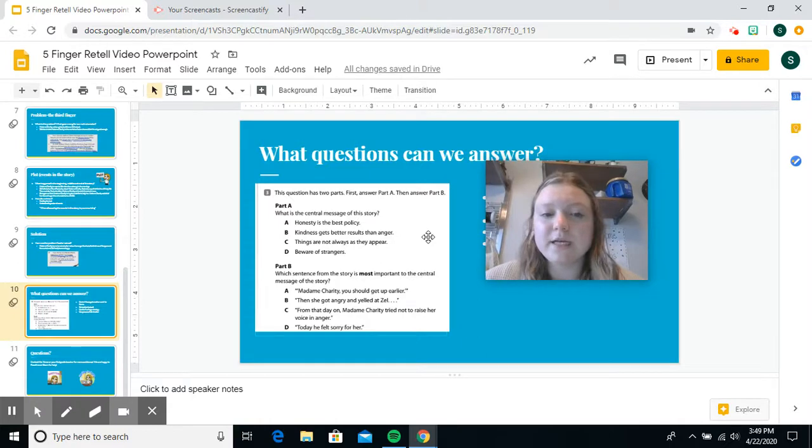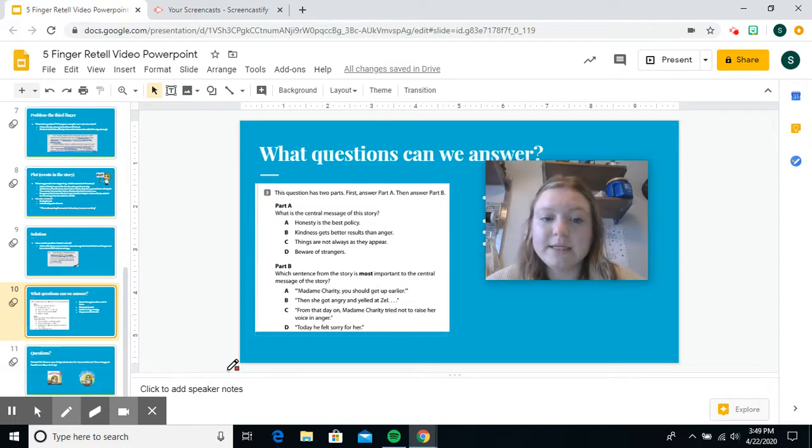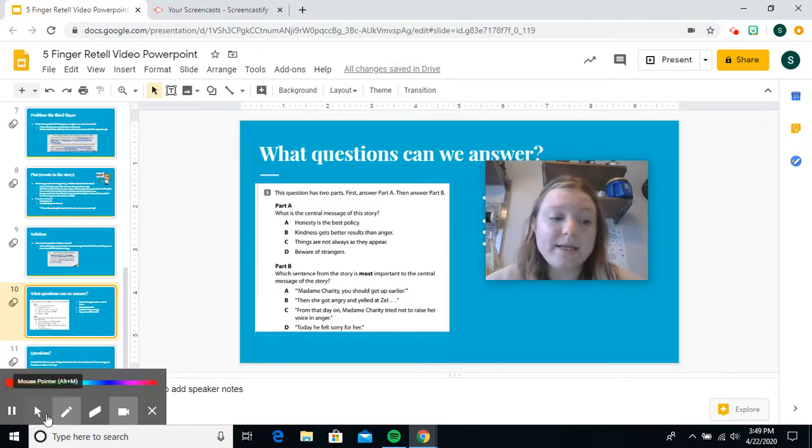For part A, it says, what is the central message of this story? All right, so we have a couple of answer choices. It is either A, honesty is the best policy. B, kindness gets better results than anger. C, things are not always as they appear. Or D, beware of strangers.